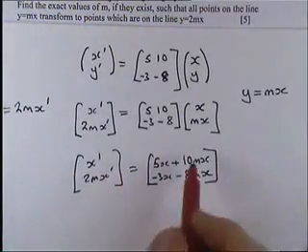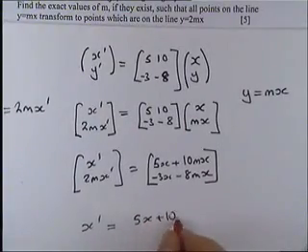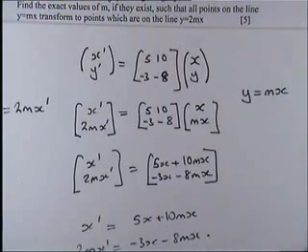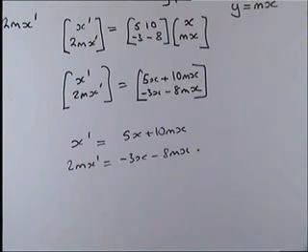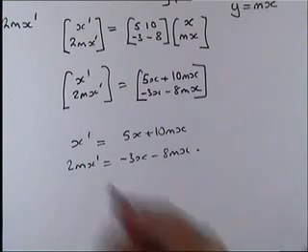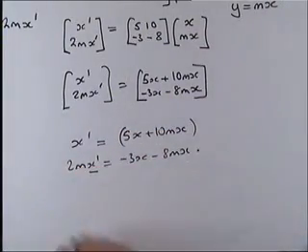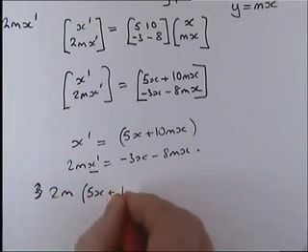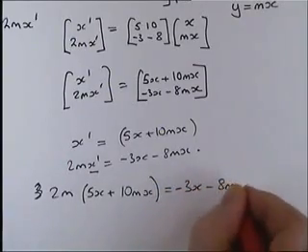So that means that x prime must equal 5x plus 10mx, and 2mx prime must equal minus 3x minus 8mx. So we've got a simultaneous equation here which we can solve for m, because it's m that we're interested in. So if we substitute in this x prime, 5x plus 10mx, for the x prime there, then we get 2m times 5x plus 10mx equals minus 3x minus 8mx.